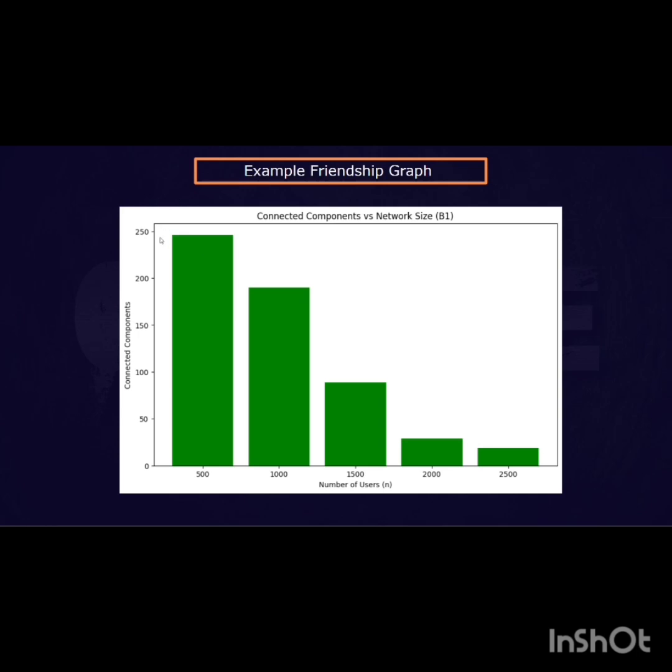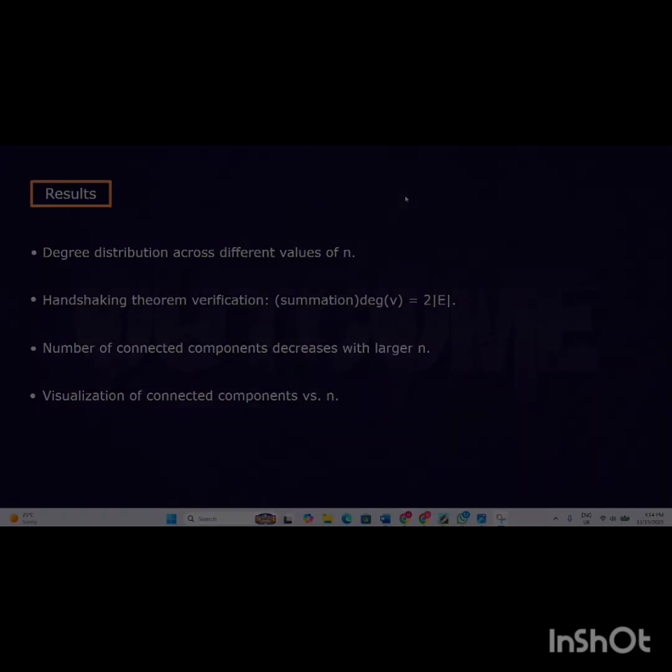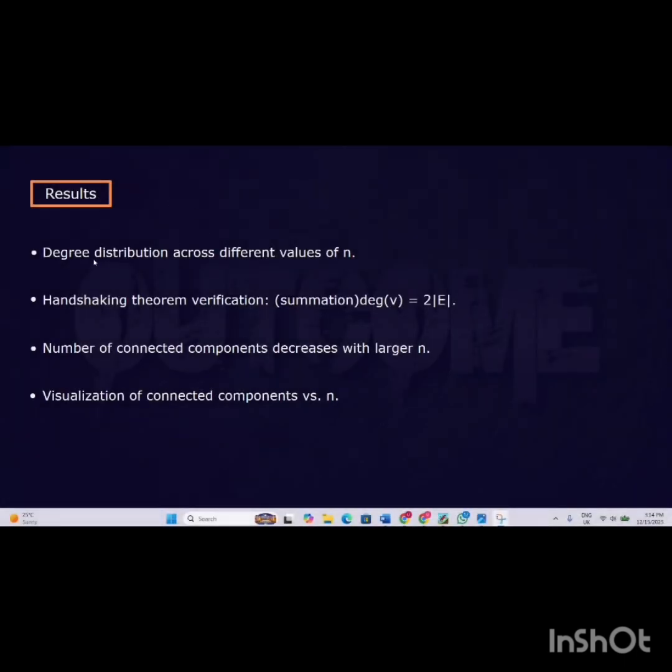It plots the number of connected components against the network size. You will notice a downward trend as we increase the number of users while maintaining random connections. The number of isolated groups or connected components actually decreased. Now let's talk about the results. First, we look at how the degrees change for different values of n. As the network gets bigger, users become more connected.